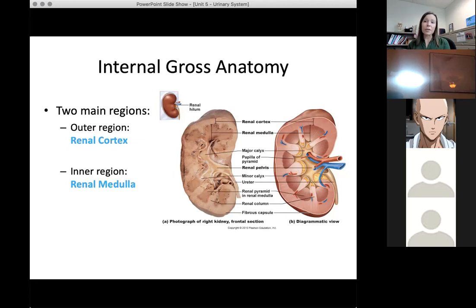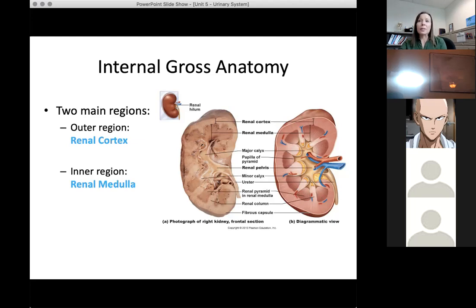Okay, the other main region of the kidney is called the renal medulla. That's the inner region. And there are several structures that are located here. They are all listed in your outline. You have, first of all, the renal pyramids, which are these right here, these triangular structures. They look like pyramids, so that's how they got their name. Okay, these darker triangular structures.